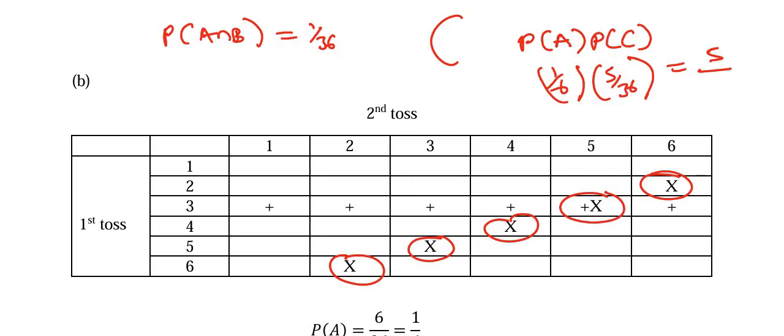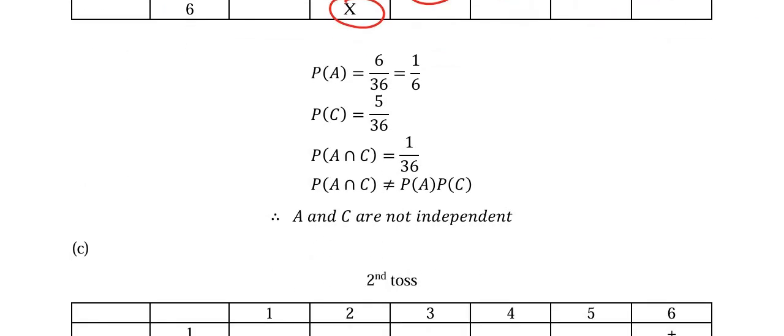It's what? 216. Okay, 216. So now look at this. You have 5 over 216 and 1 over 36. So they are not the same. That's why you're seeing this to say these are not correlating. So we say A and C are not independent.